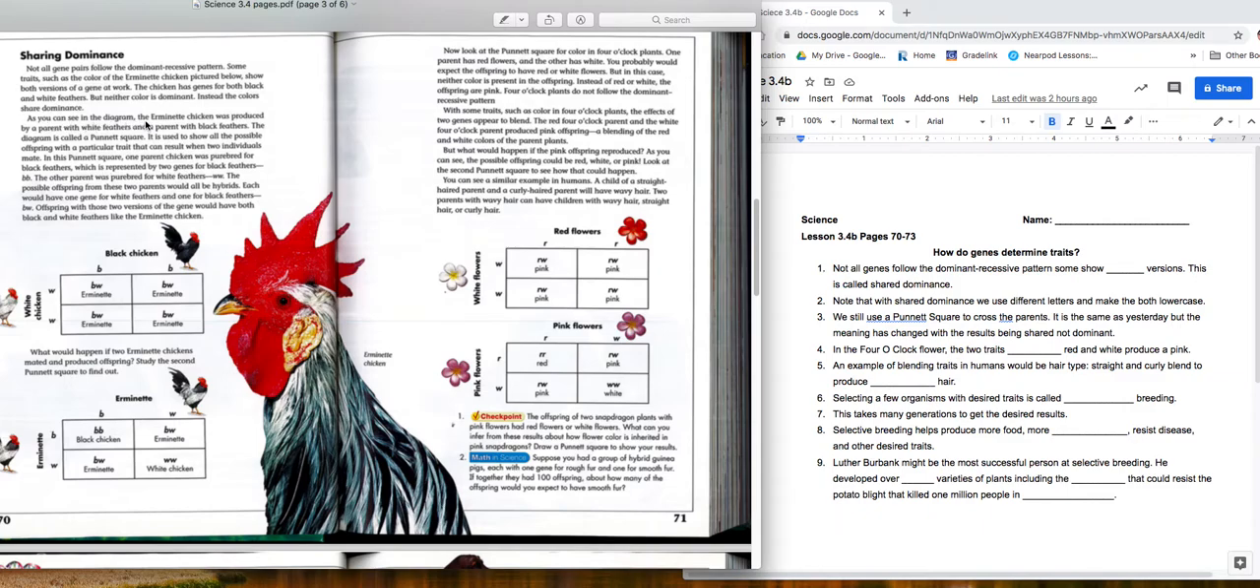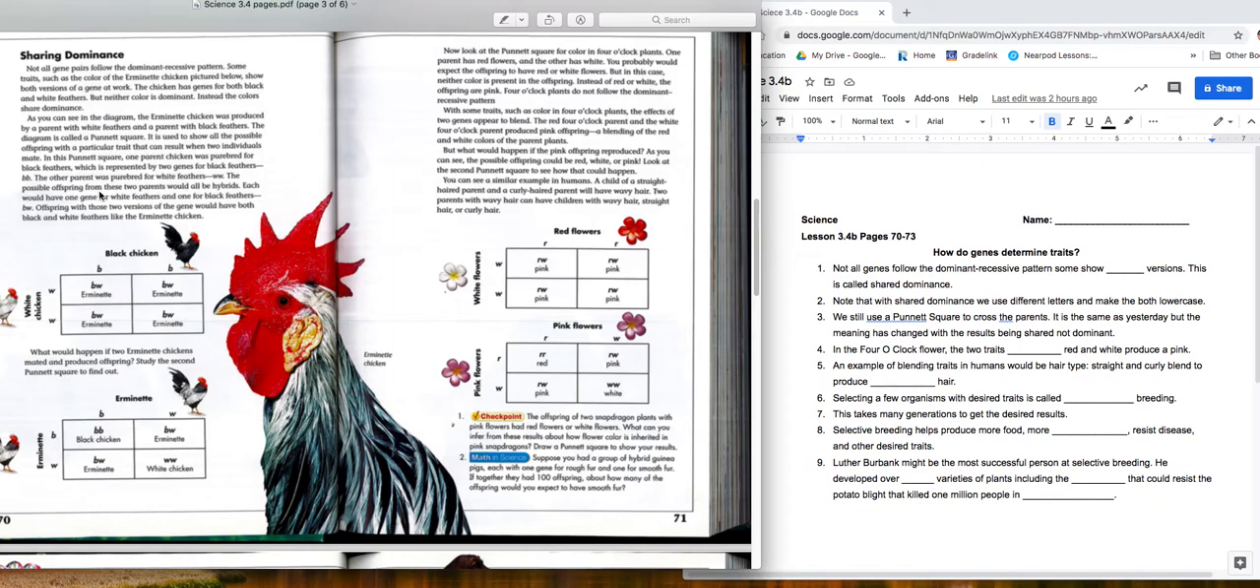As you can see in the diagram, the Erminette chicken is produced by a parent with white feathers and a parent with black feathers. The diagram is called a Punnett square. Guys, it's what we worked yesterday when we did those 4 examples on the board. It is used to show all the possible offspring with a particular trait that can result when 2 individuals mate. In this Punnett square, one parent chicken was purebred for black feathers. See how their purebred letters are the same, which is represented by 2 genes for black feathers, lowercase b and lowercase b. The other parent was purebred white feathers, WW.